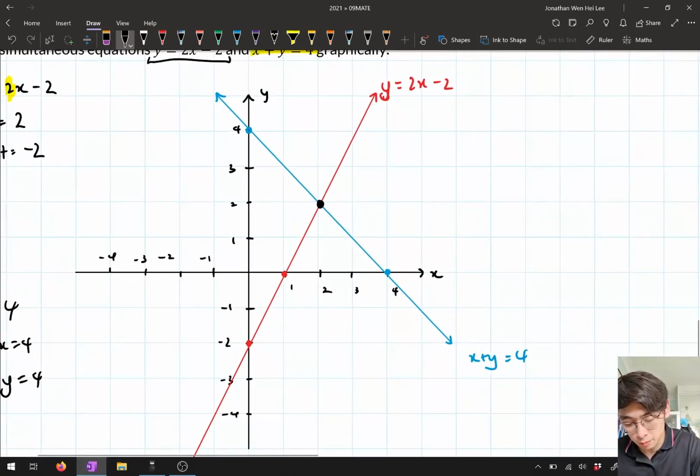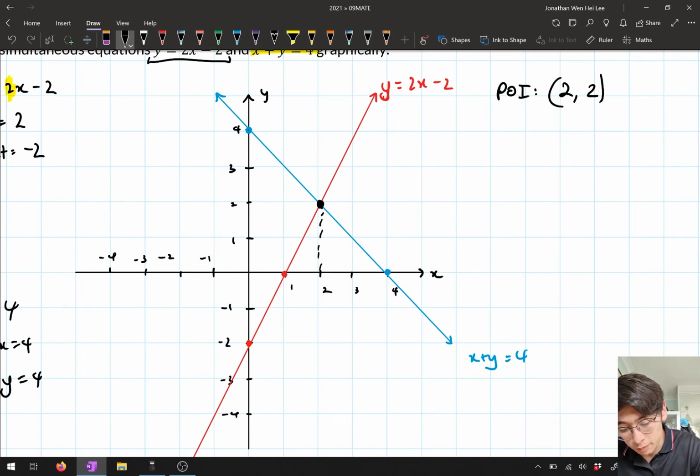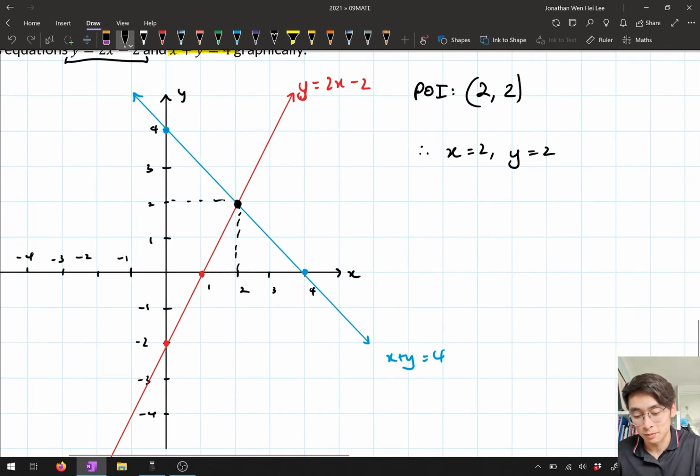Now if you have a look at this point of intersection, which I'm just going to shorthand to POI, here it has an x value of 2, so it's going to be (2, 2). That has an x coordinate of 2 and a y coordinate of 2. So my point of intersection is at (2, 2), and therefore my solution is x is equal to 2, y is equal to 2. And that's just my final step there.